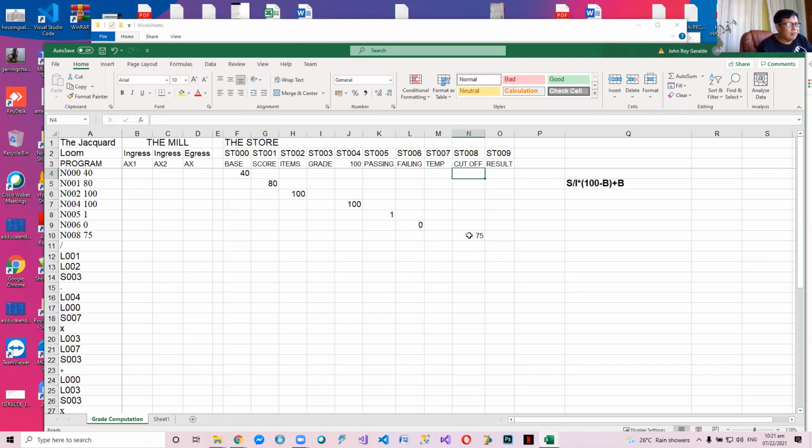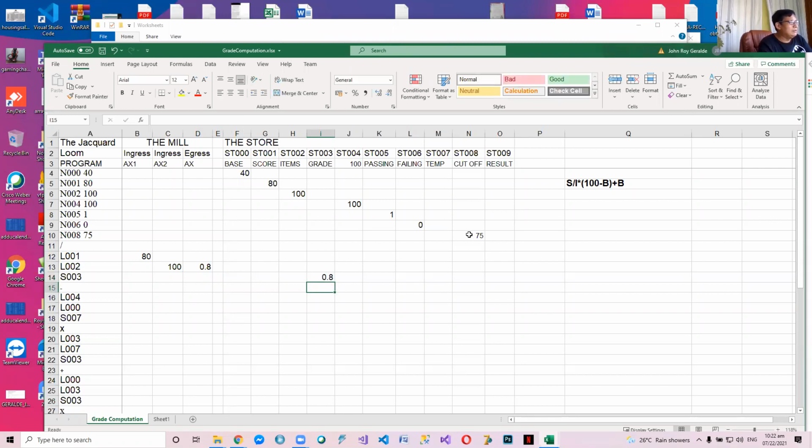Okay? Do you follow? If it's 75 and up, we will say it's passing. If it's below 75, we'll say it's failing. Do you follow? So first we will divide the score over items, L001, which is 80, and the items is 100. So we will divide this with this. That's 0.8, and we store it to 003. So this is our grade, 0.8.